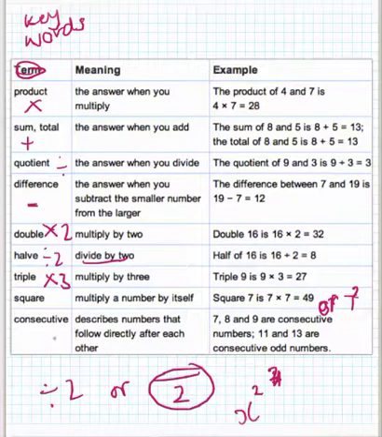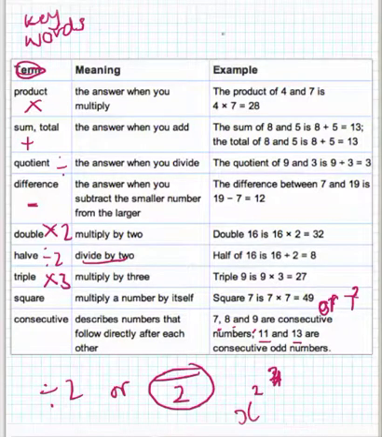Consecutive means a number after another number. So, for example, consecutive numbers going by ones would be 7, 8, 9, 10, 11, 12. Or consecutive numbers going by twos, we could have 2, 4, 6, 8. They're even. Or in the example here, they've got odd numbers. So going by twos and having odd numbers, we would have 11, 13, and then 15, and so on. And that's all that means.